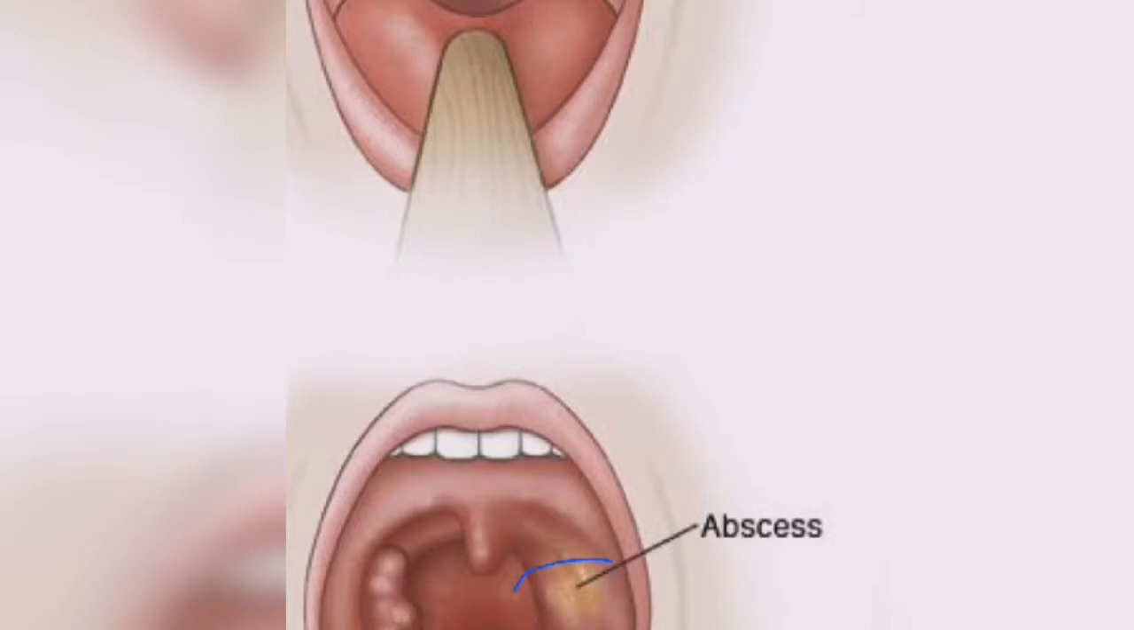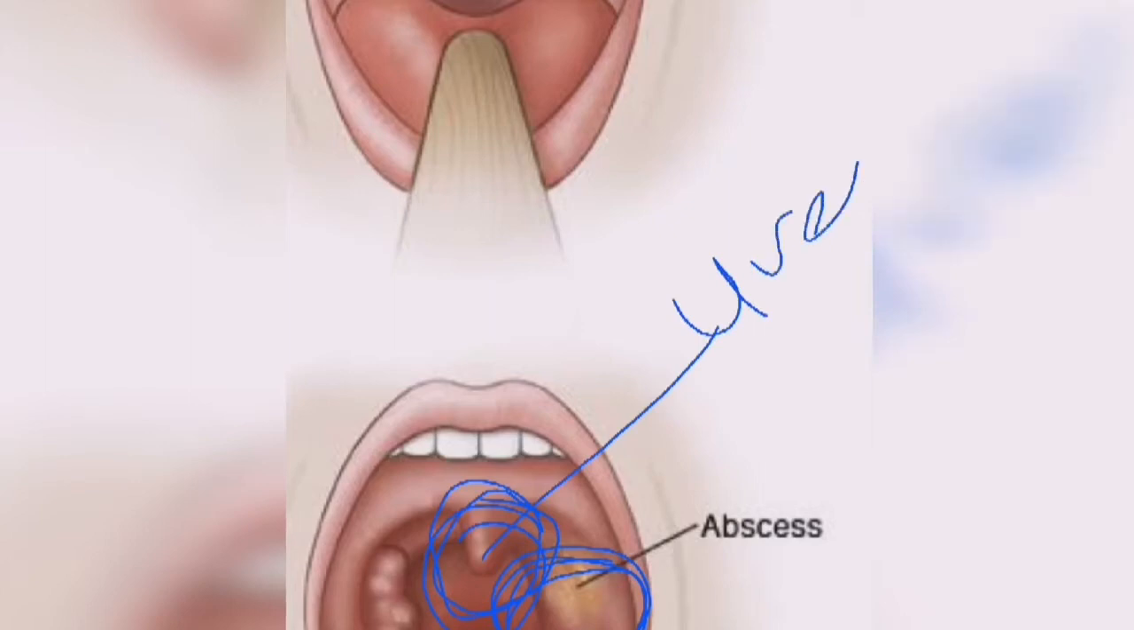You can see here the peritonsillar abscess. The soft palate is also infected. The uvula is also infected. You can see the normal uvula and the uvula in peritonsillar abscess. There is some inflammation here in the uvula, but here in the normal one there is no inflammation.